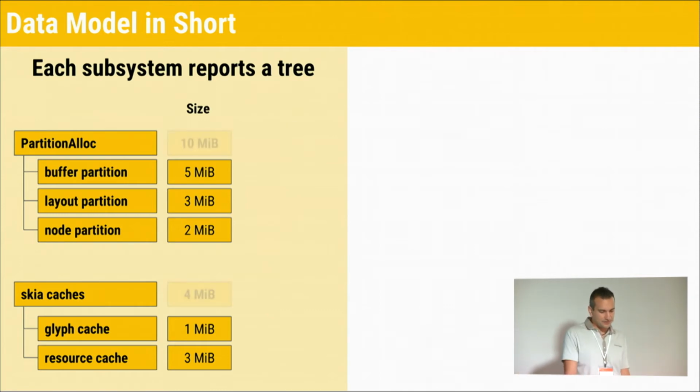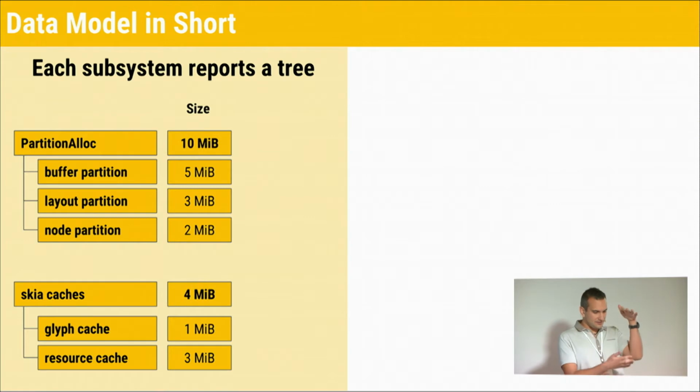And the UI knows how to add it up and says, okay, this is the total for partition alloc, this is the total for Skia. So far, so good, no rocket science. So where is the tricky part?